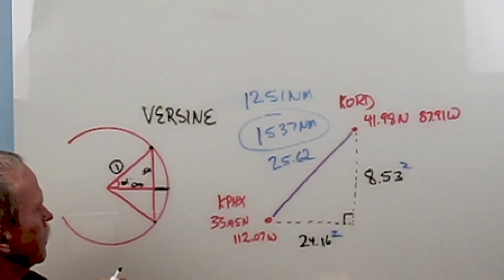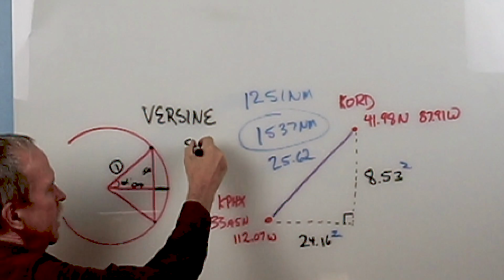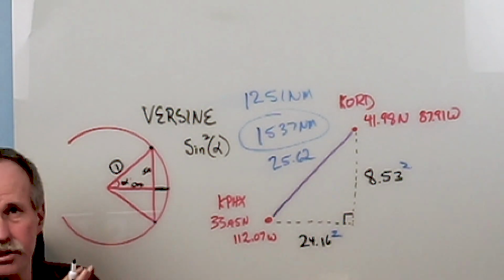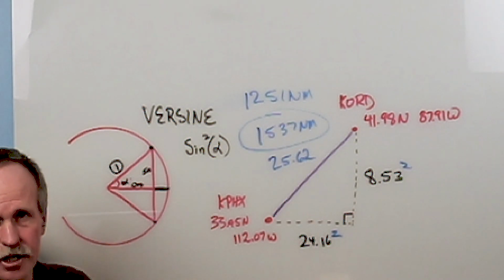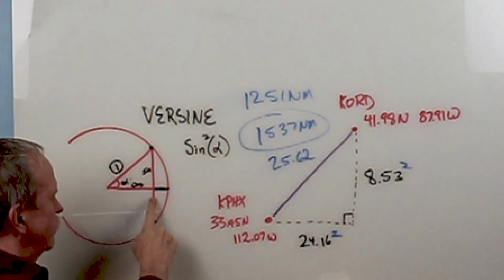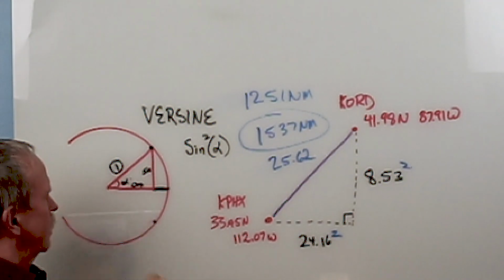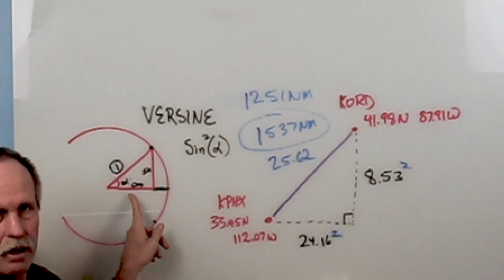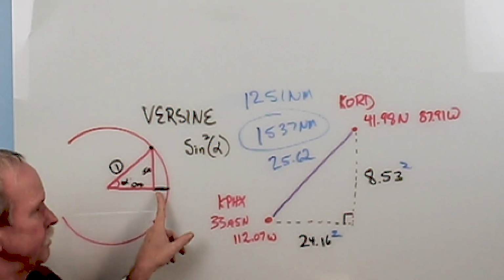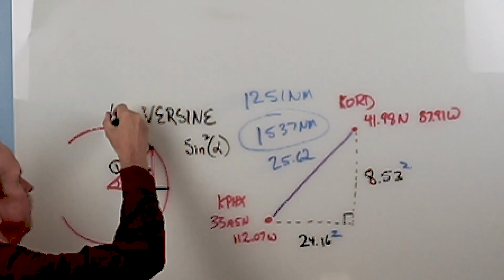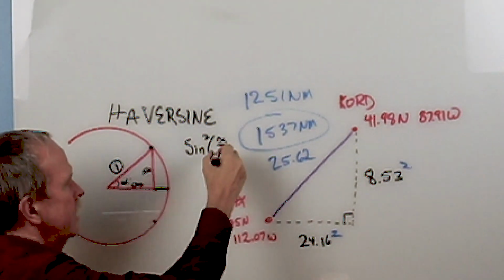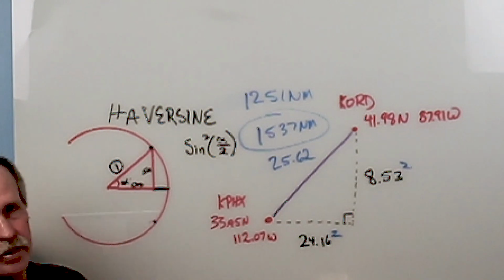Now, the formula for a versine is the sine of the angle squared. But wait, there's more. We're not going to really talk about the versine. If you were to take this angle out, and just talk about the original angle alpha and that full versine, this now would be the versine of half the angle. And that has a special name. It's called a haversine. And the formula for a haversine is the sine squared of the angle divided by 2.